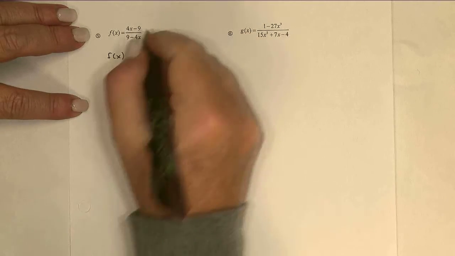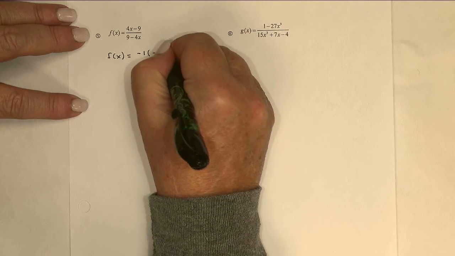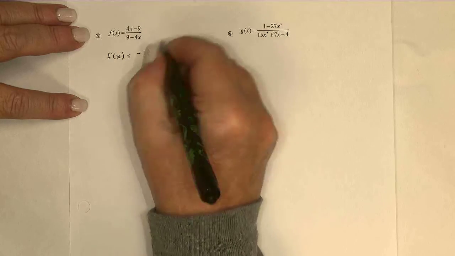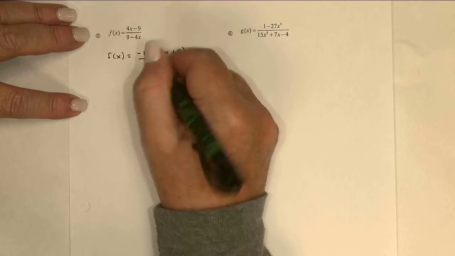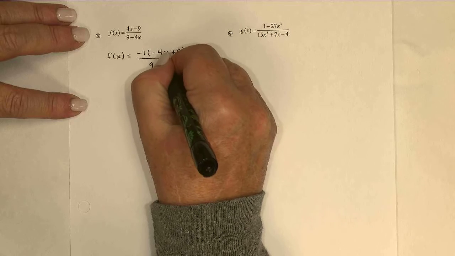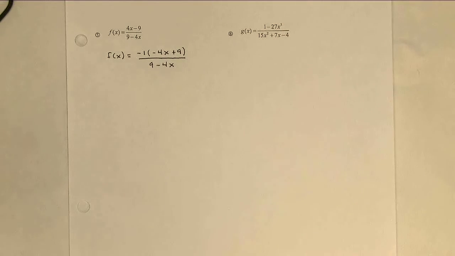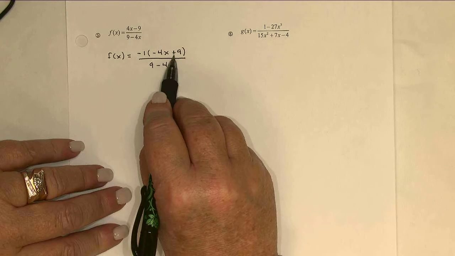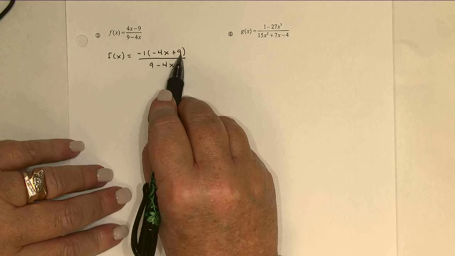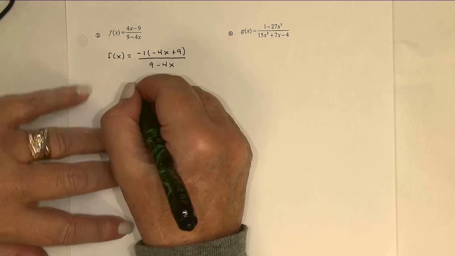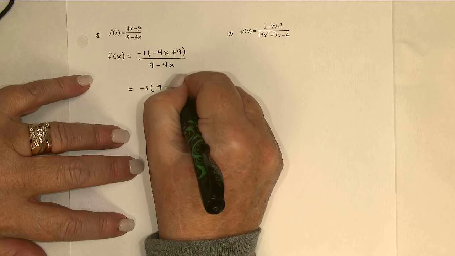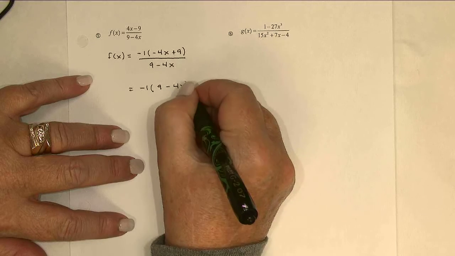That would make this a negative 4x, and it would make that a positive 9. Okay. Now, I know subtraction is not commutative, but the addition here is, I could write the 9 first and the minus 4x second if I wanted to. And of course that would mean the same thing.